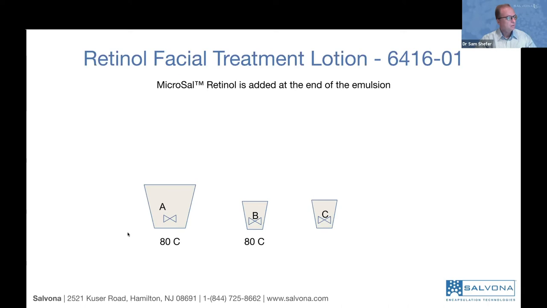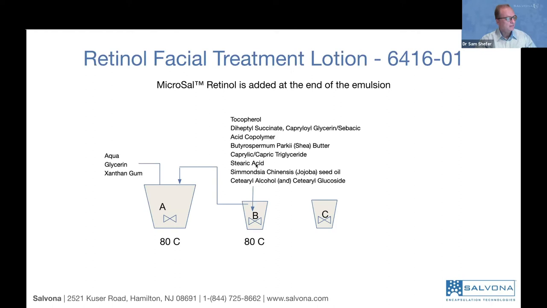In container A, we put the water phase, which is the water and the xanthan gum. In container B, we put a lot of the oil materials. You don't have to use exactly the same; you can choose your own materials. After this is homogeneous and this is homogeneous, we transfer B into A, only when they are at the same temperature. This is the process: B mixed, go to A.